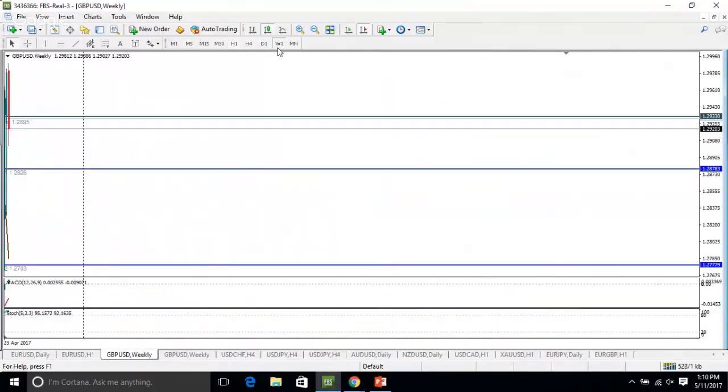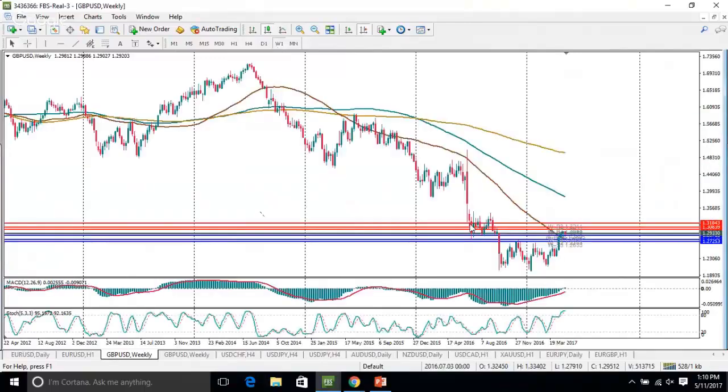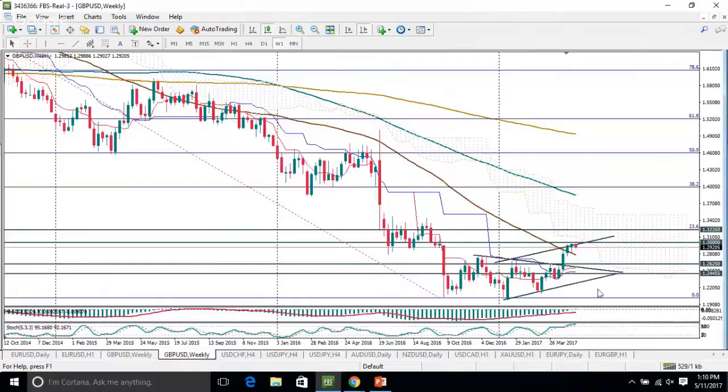Let's review the picture looking at the weekly chart of the British pound. Firstly, here we can see that at this moment the pound remains close to 7-month highs and in the vicinity of an important psychological level of 1.30.